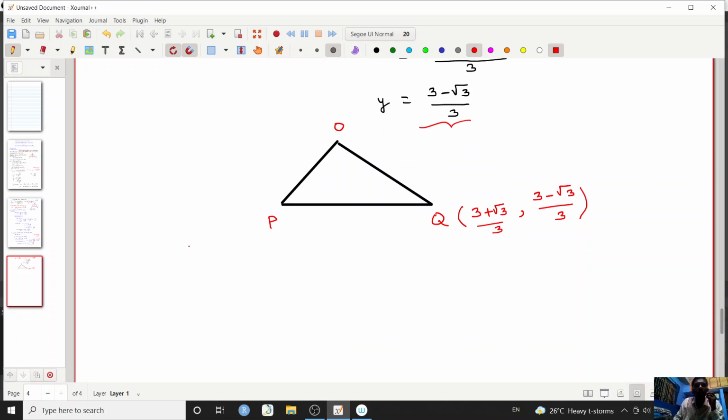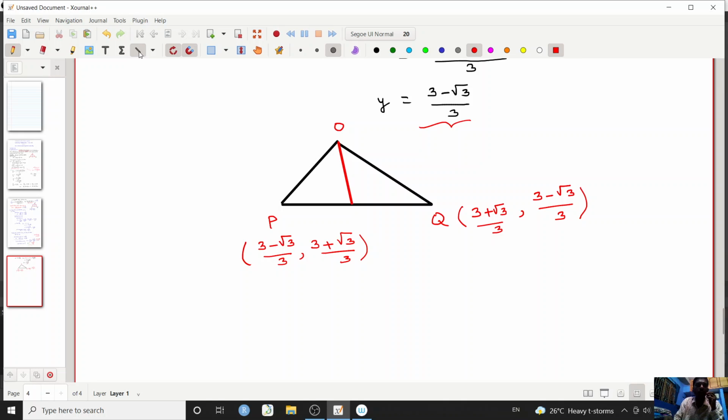So this is for P, the x coordinate is (3 minus root 3) by 2... and the y coordinate is (3 plus root 3) by 3. When you closely look at these two, they are getting reversed. The x and y coordinates are interchanged, and our aim here is to find out the median.